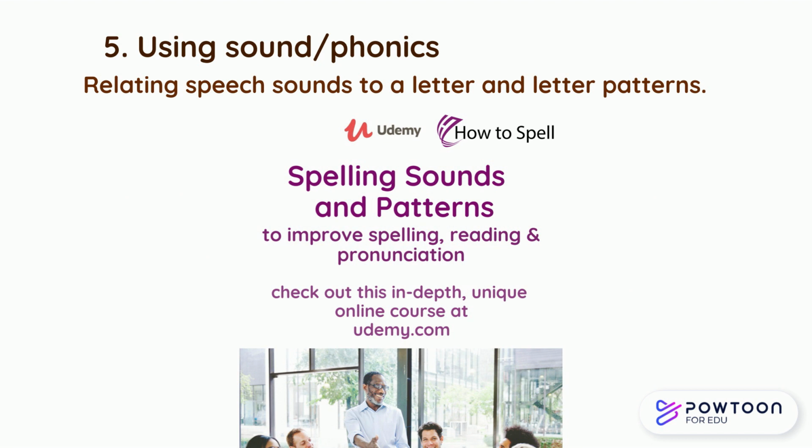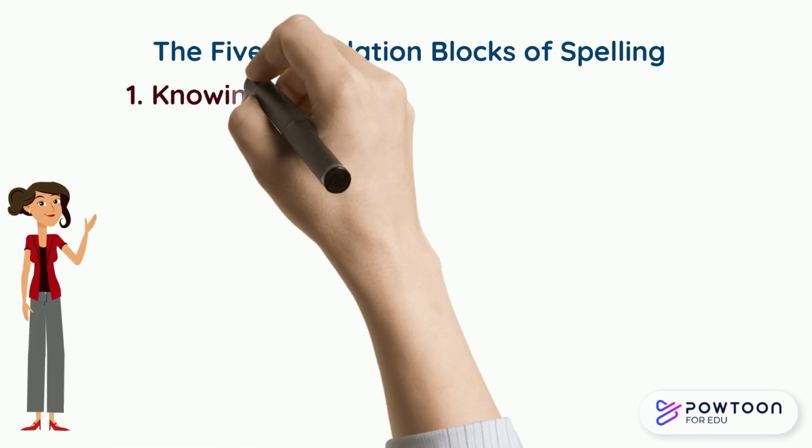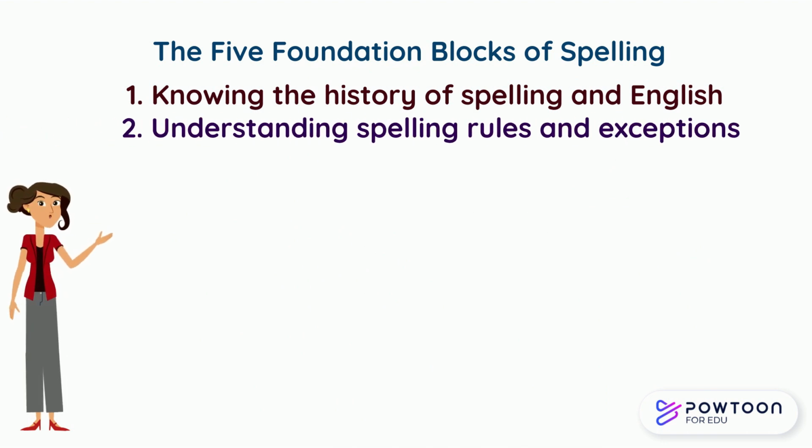Well, that was a brief look at these important methods to help your spelling. So let's sum up the 5 foundation blocks of spelling. Number 1, knowing the history of spelling in English helps you feel less frustrated with spelling. And number 2, understanding the spelling rules and exceptions will explain why we've got some strange endings.